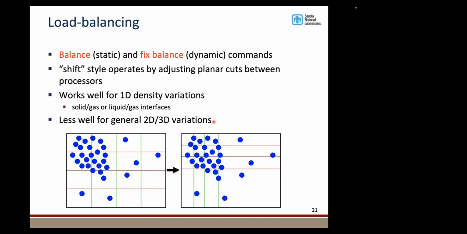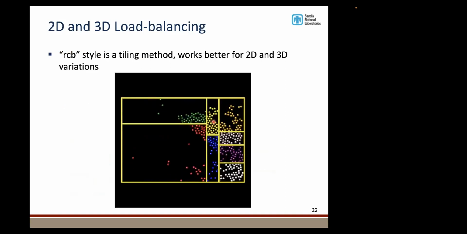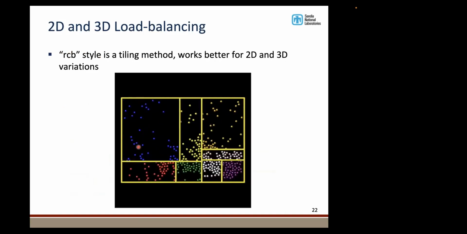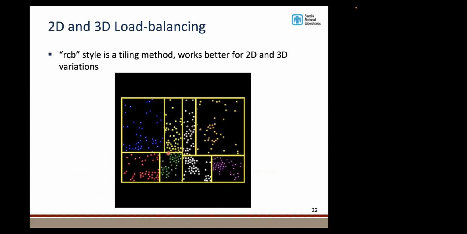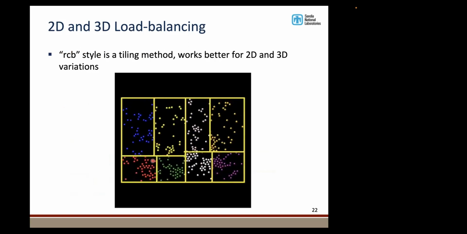And so we have another option in LAMMPS called RCB. And you can see in this movie here, this is a tiling method. It's very dynamic, and it's able to load balance much better this general 2D load imbalance where you have different numbers of atoms. It also works in 3D as well.